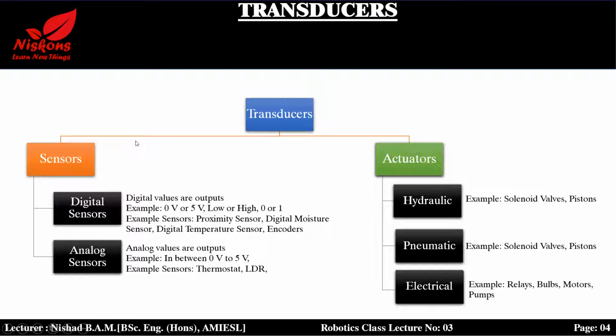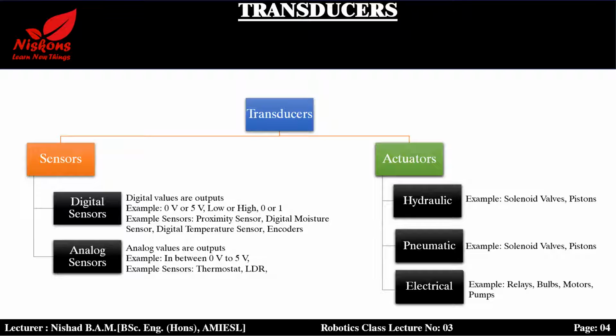We can categorize transducers into two: one is sensors, and the other is actuators. Sensors sense physical properties. As an example, they can sense sound, light intensity, humidity, that means the water content, whatever the physical properties.